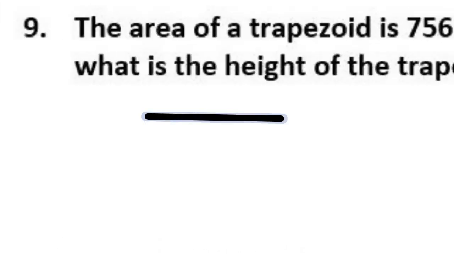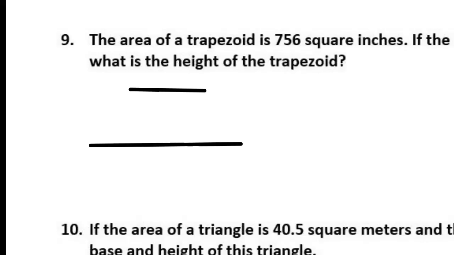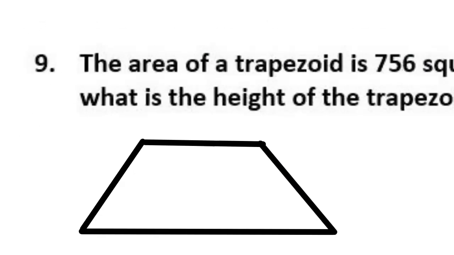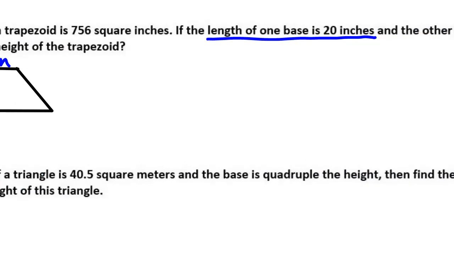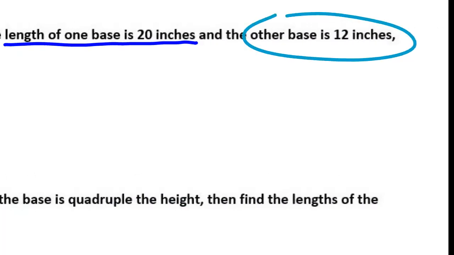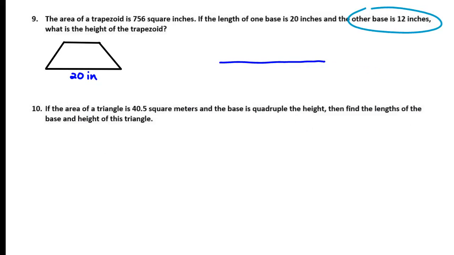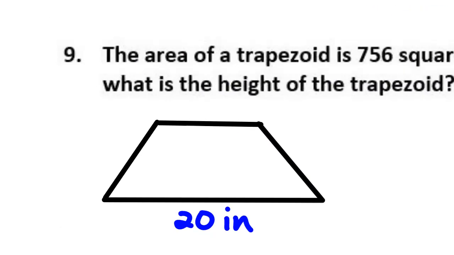So again, just like before, we're going to start off by drawing a picture of a trapezoid. So 2 parallel bases, and then slanted legs to connect them. Tells me the length of one of my bases is 20 inches. So that's my top one because that's the smaller base. And the other base is 12 inches. Oh, so 20, sorry, 20 goes on the bottom then. My bad. And 12 goes on the top.